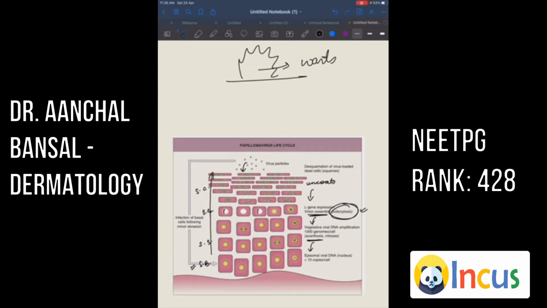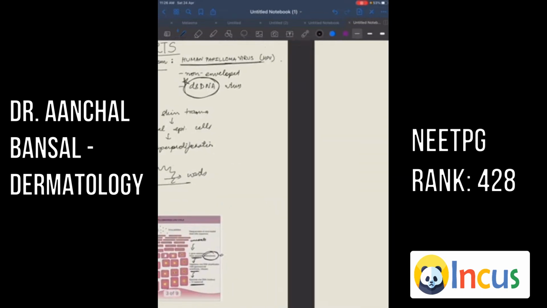Then the virus enters the basal cell layer, where fewer than 10 copies are present per cell. As the virus starts replicating in the basal cell layer, it will lead to its hyperproliferation. Whenever there is skin breach or skin trauma, the virus directly goes to the basal cell layer and induces its hyperproliferation.